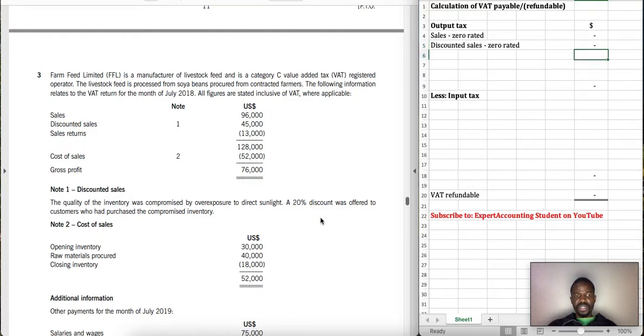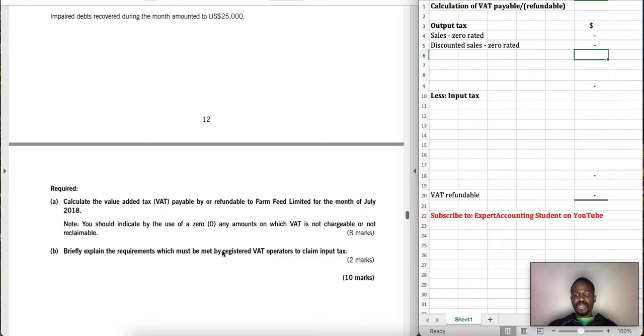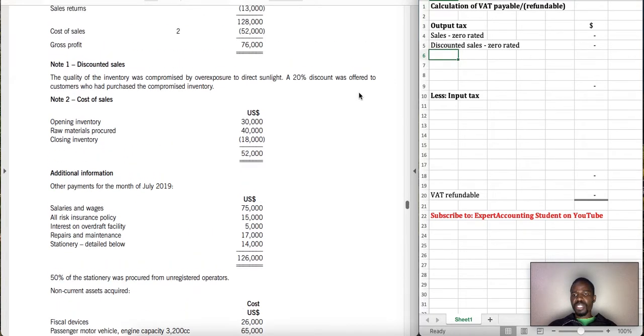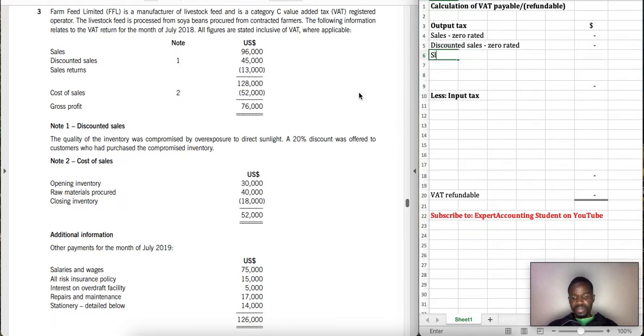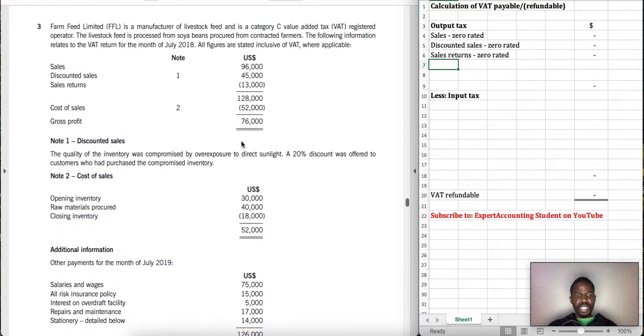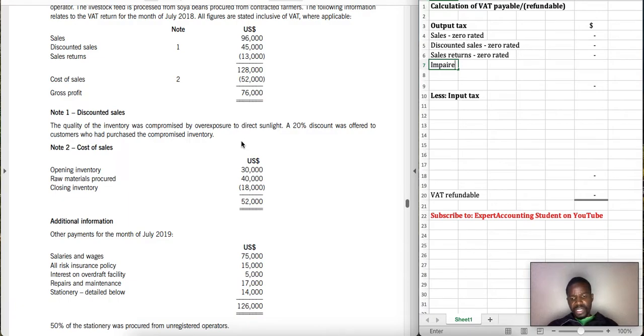So we are told in the question that we should indicate by the use of a zero any amount which is not chargeable or not claimable. So we are putting zeros there. Then we have sales return, which is also zero rated. We also have, under output, impaired debts, which are also zero rated.